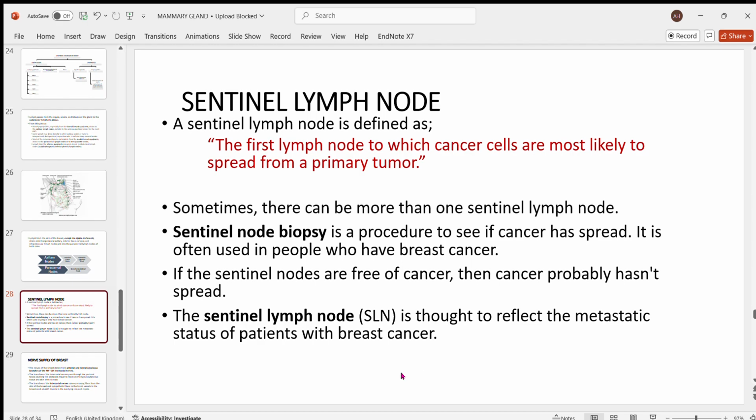What is a sentinel lymph node? Sentinel lymph node is the first lymph node to which cancer cells are most likely to spread from a primary tumor. So we need biopsy. If we are suspecting cancer in a patient, breast cancer in a patient, we need to get biopsy of the sentinel lymph node.